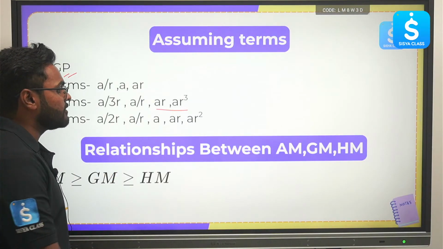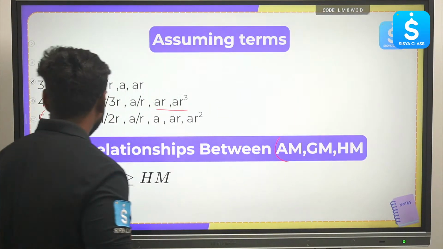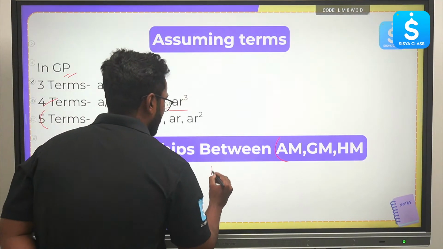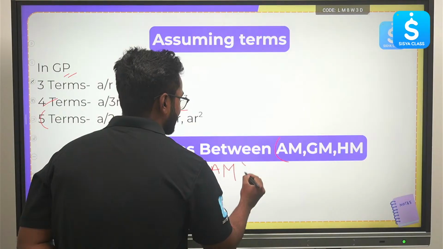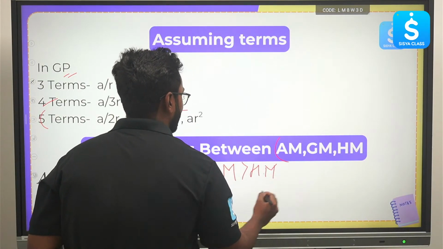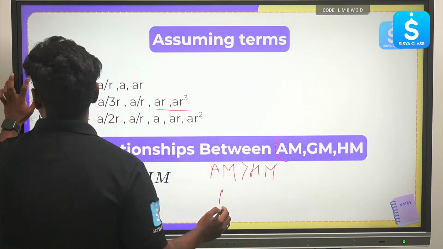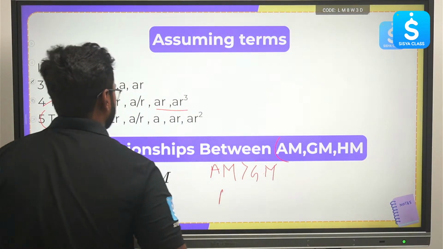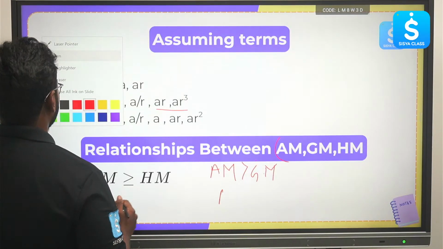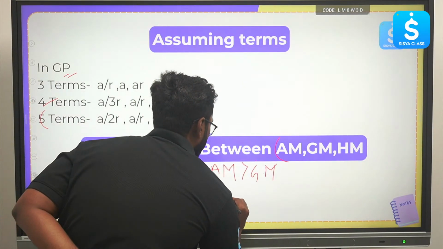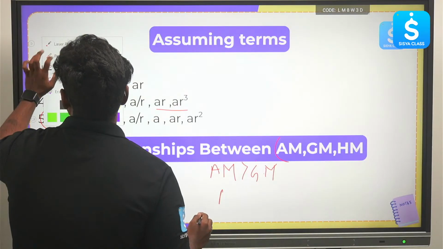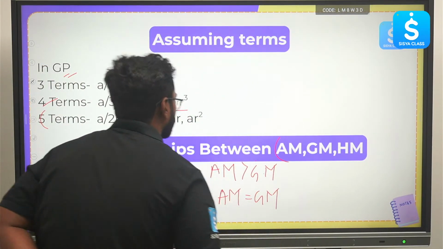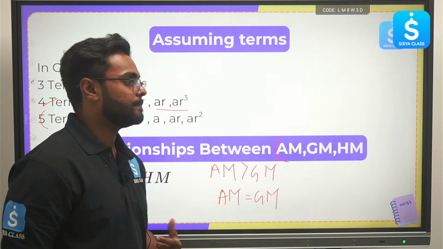And we have relationships between AM, GM and HM. This is an important thing. Just remember it. AM is always greater than GM, which is always greater than HM. AM is greater than GM in all cases except if the terms in the sequence are all the same.